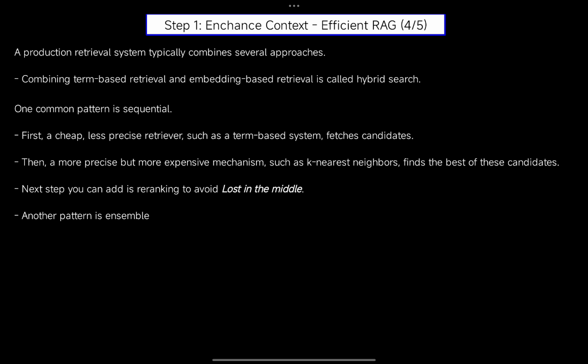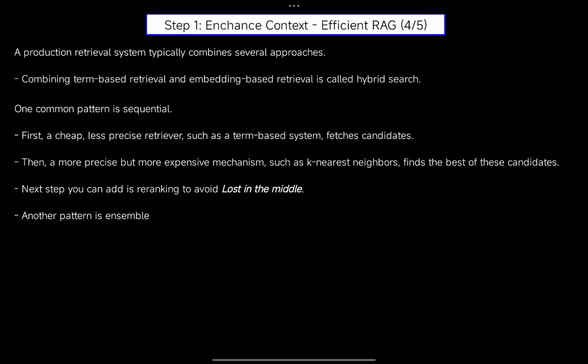So first of all, a cheap, less precise retriever such as a term-based system fetches the candidates. If I give you an example, as I mentioned, transformer is one of the keywords that was present in the user query. So at the first step, it will pick up all the documents without understanding the context. It will pick up all the documents that have transformer, right?